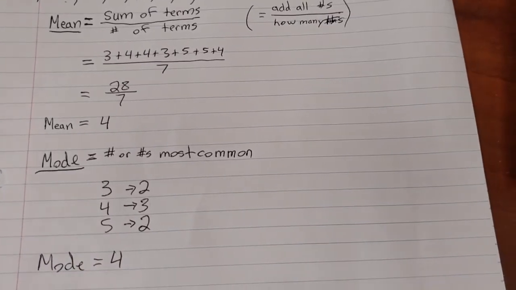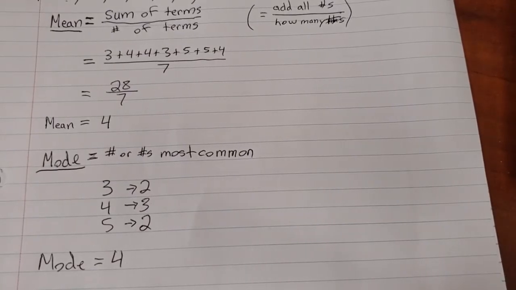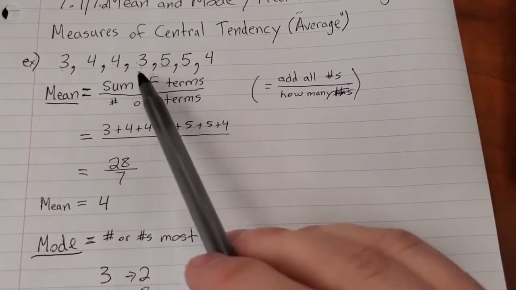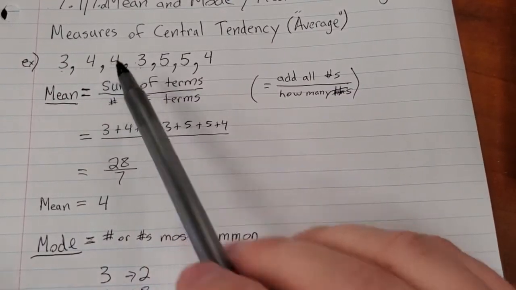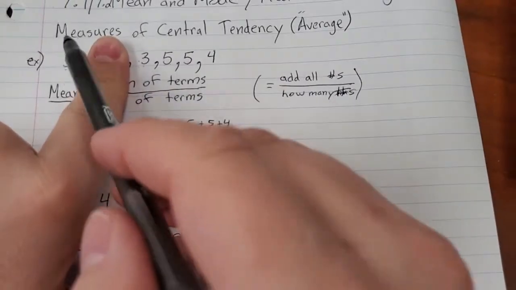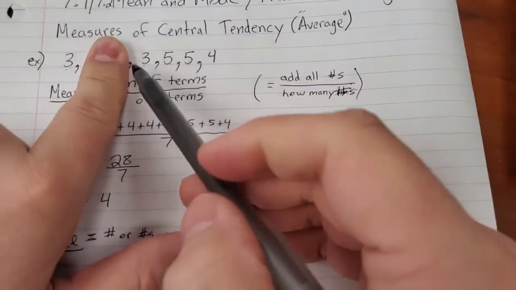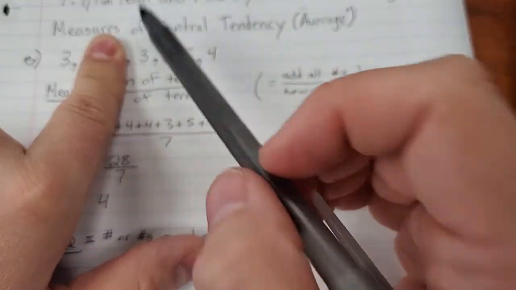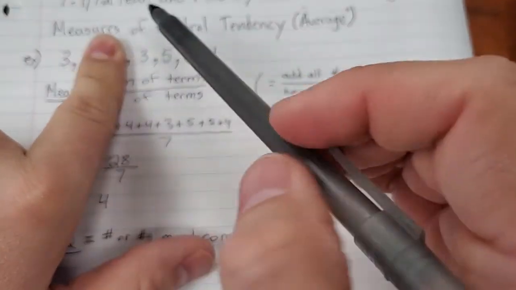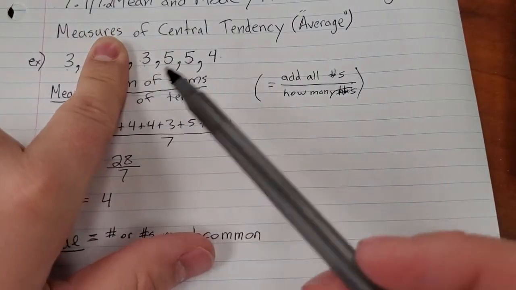Some might ask, what happens if there's 2 numbers that there's more of? So for this example, let's pretend that there's just 1 4. Let's get rid of these 2 4s. So we have 3, 3, 5, 5, 4. There's 2 3s, there's 2 5s, but only 1 4. You would have 2 modes. You'd have 3 and 5. Both would be modes if we got rid of those 2 4s.